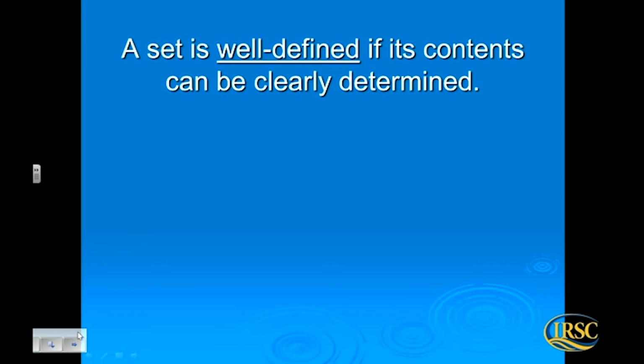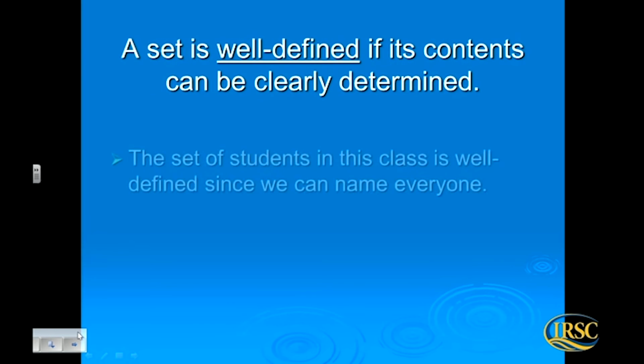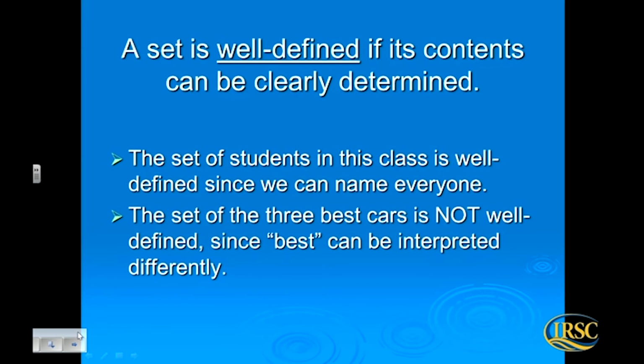A set is well defined if its contents can be clearly determined. For example, the set of students in this class is well defined, since we can name everyone in here. I have a roster of exactly which students belong to this class. Now, the set of the 3 best cars is not well defined, since best can be interpreted differently. So anything that's subjective, based on someone's opinion, is not well defined.